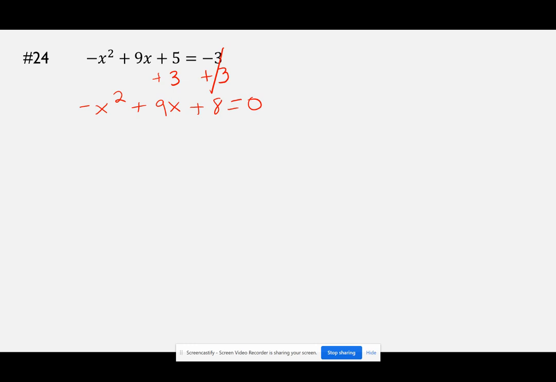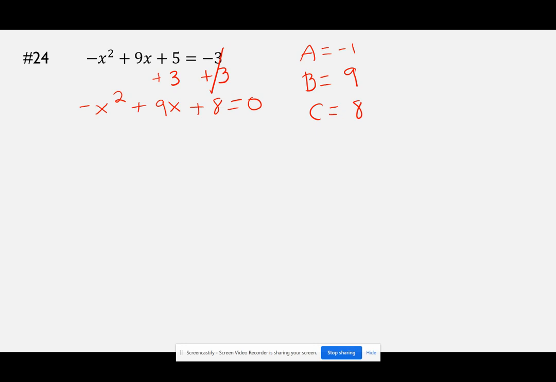Now that it's in the correct format, now I can solve using the quadratic formula. So we have to determine what a, b, and c are. So in this case, my a is equal to negative 1, my b is 9, and my c is 8. And those are the numbers that I'm going to substitute into the quadratic formula.